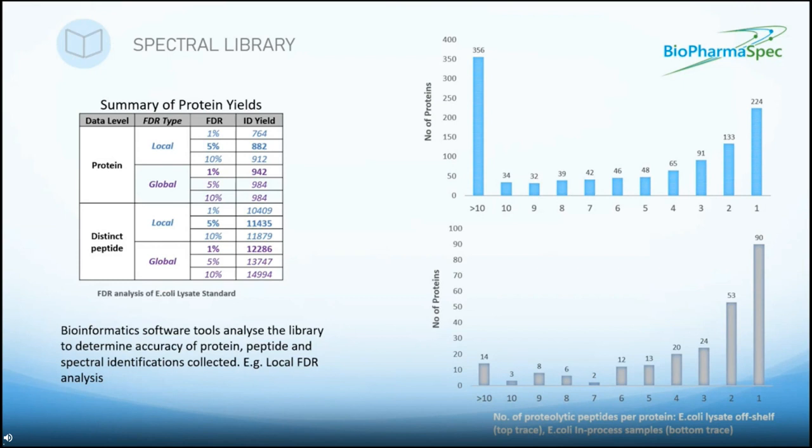And what we can see here is the counts are very high in the top chart, which is from an off-the-shelf lysate library. But as you can see, it's not the same phenomenon. It's not been observed in the data below, which was produced from in-process samples. So for the latter, the library protein and peptide numbers are going to be very dependent on the sample types received and the number of samples as well that you're using.